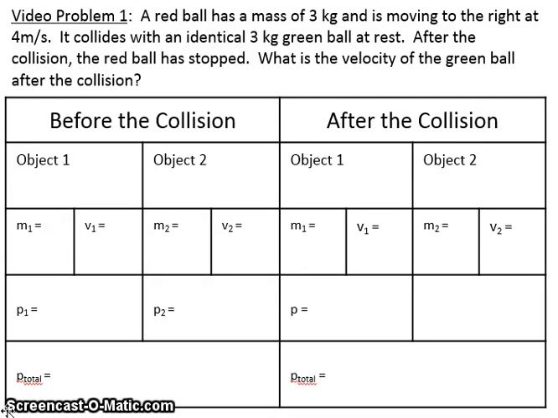Hi, we're going to do some example problems for elastic collisions. Remember that an elastic collision is a collision where the objects don't stick together after the collision. They bounce off of one another. For example, bumper cars, or when you play pool, or a sumo wrestler collides with another sumo wrestler and they bounce off of one another.